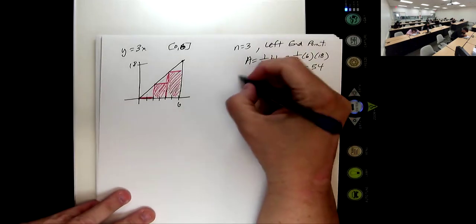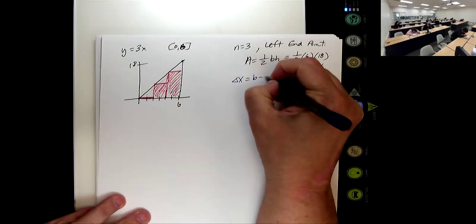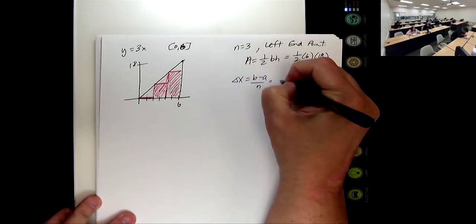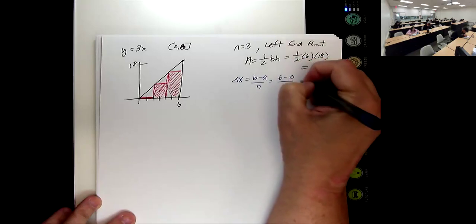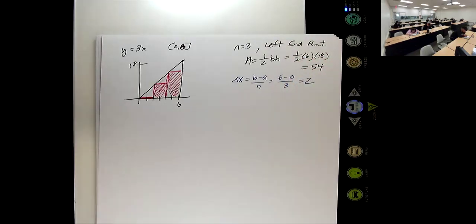So we need to look at our delta x. Our delta x is b minus a over n. We went from 0 to 6, so this is 6 minus 0 over 3. Delta x is 2.